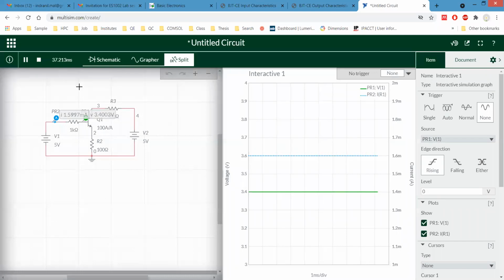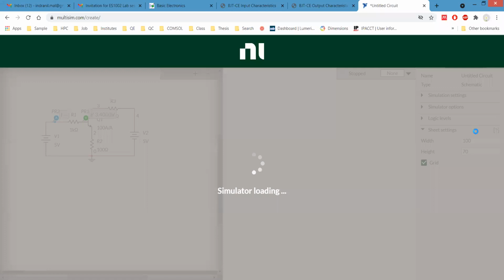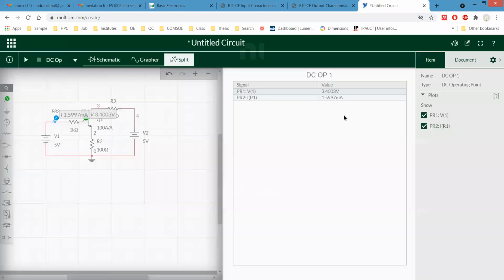Sorry, you do not need this one. We need a fixed operating point. So from this one, choose DC operating point. Okay. Now just run it.